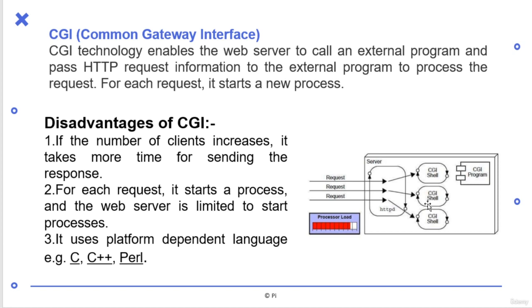But it uses platform dependent languages: C, C++, Perl. What is the difference? Java is platform independent. You can use Java on any system, whether you are using a Linux server, Mac server, or Windows server. I am using a Windows machine. Another person using a Mac machine or Linux machine can easily use that Java. But C, C++, and Perl are platform dependent ultimately.